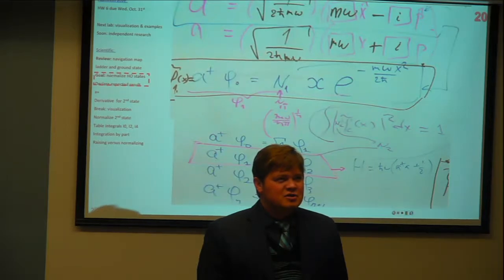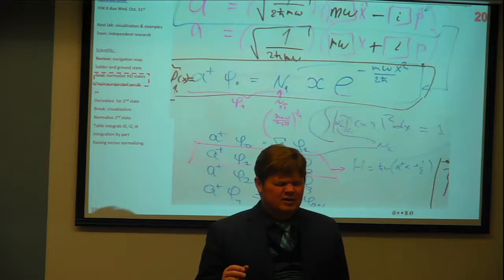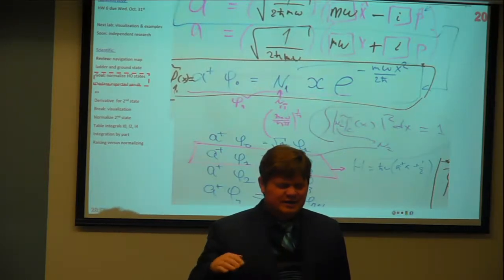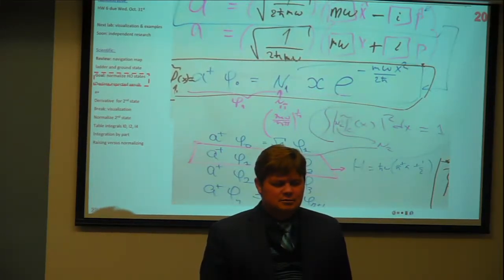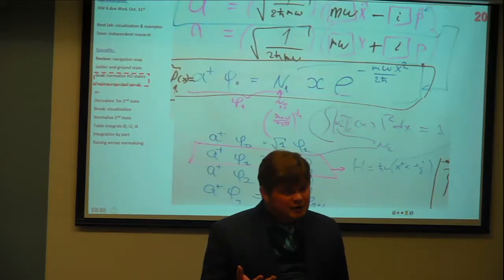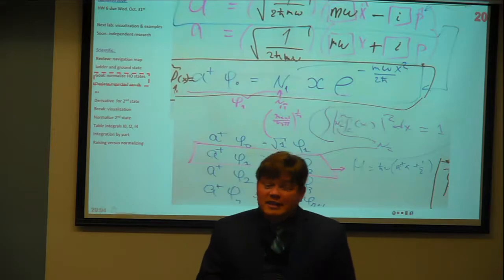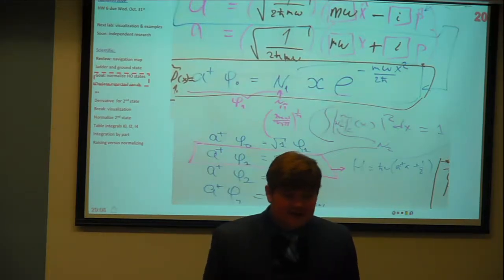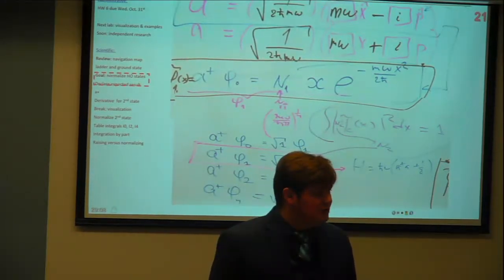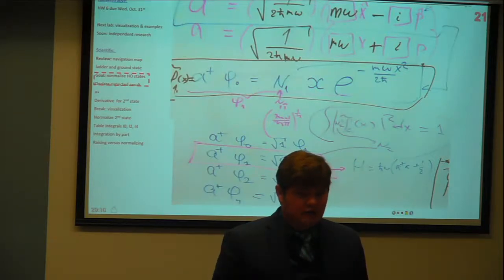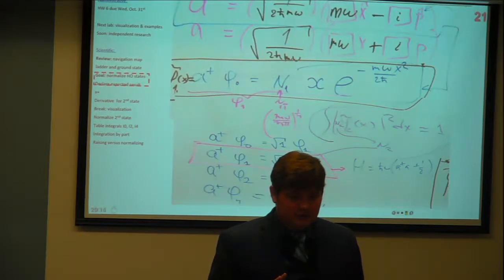How does the number of times the wave function crosses the x-axis correspond to the number of the orbital, the number of the eigenstate? Yes, perfect. Everyone follows it. So for the ground state, it doesn't cross. For the first state, it crosses once. For the second state, it crosses twice. Right?